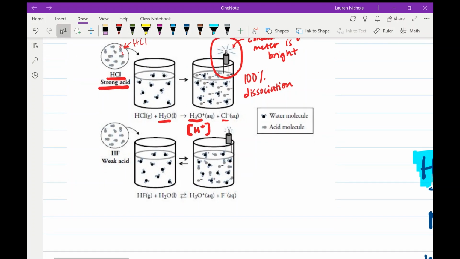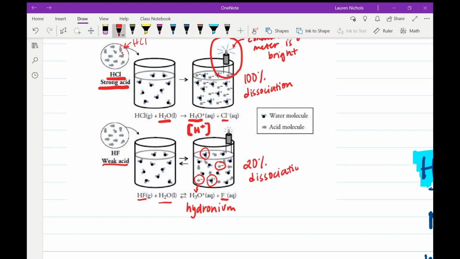Whereas if you look at hydrofluoric acid, which is a weak acid, when it is put into water, it is also going to dissociate. It's going to donate its hydrogen to water to form the hydronium ion, and fluorine with a -1 charge, but notice you only see a few of the negative and positive charges, like 2 out of the 10 that they put in there. So you only see about 20% dissociation, and that dissociation is really what makes something strong versus weak.